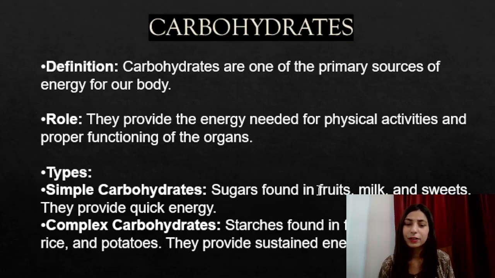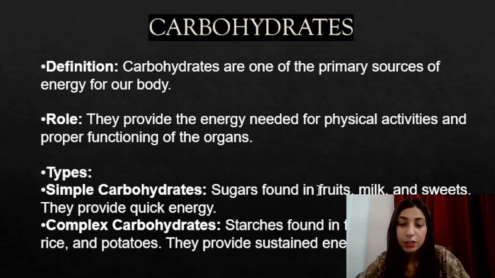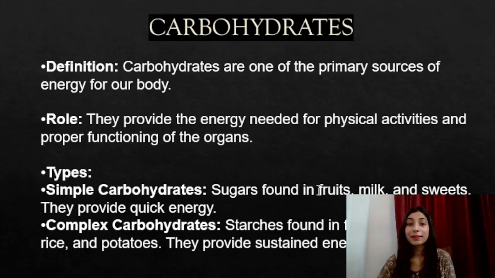Now, what are simple carbohydrates? These are sugars that are found in fruits, milk, and sweets. They provide quick energy, so these are called simple carbohydrates. And for complex, we have the starches. Starch is basically sugar only, but they are polysaccharides, made up of a lot of monomers. Starches are found in foods like bread, rice, potatoes. They provide sustained energy. If you want energy for the long term, then you get it from complex carbohydrates.